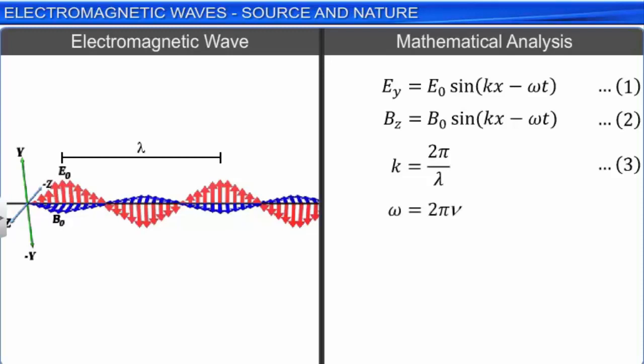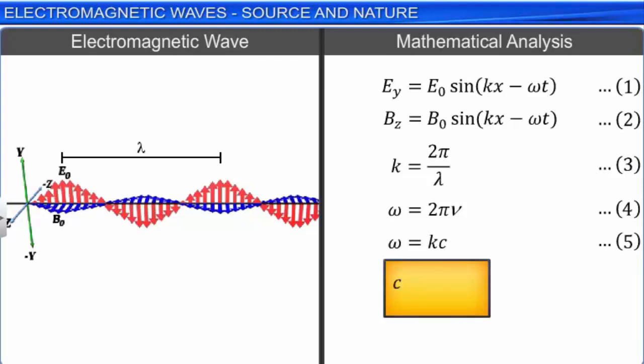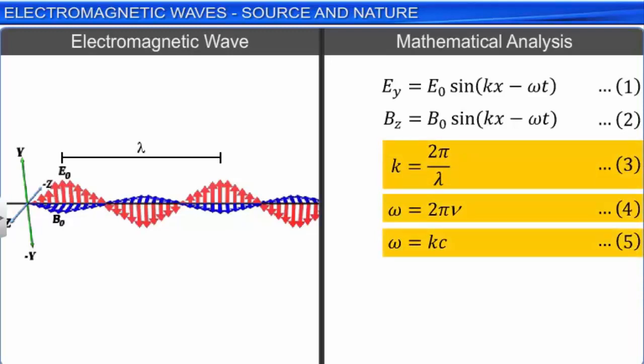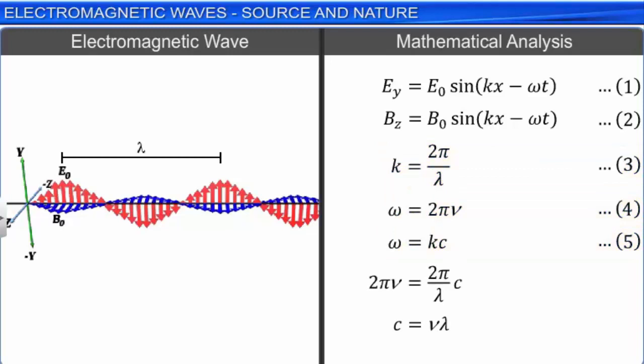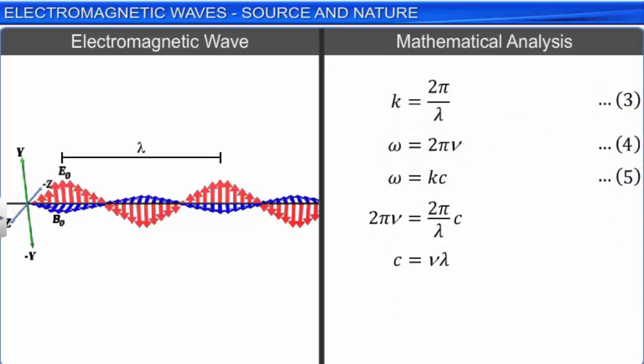On substituting equations 1 and 2 in Maxwell's equations for electric field and magnetic field, we get a relation between omega and k as ω = kc. Let this be equation 5. Here, c is the velocity of the electromagnetic wave that is equal to 1/√(μ0ε0). On substituting equations 3 and 4 in equation 5, we get c = νλ. From Maxwell's equations, we also get the relation between the maximum values of the electric field and the magnetic field as E0/B0 = c. That is, the ratio of the maximum value of the electric field to the maximum value of the magnetic field of an electromagnetic wave is equal to its velocity.